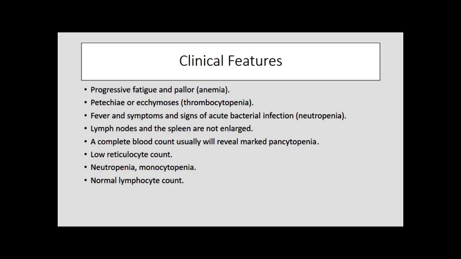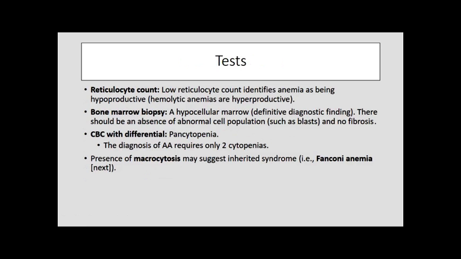If you make a CBC, normally you're going to find at least 2 cytopenias, but you can find pancytopenia. Remember, the lymphocytes are going to remain normal. Okay, so low reticulocyte count. You're going to find neutropenia, monocytopenia, and a low number of red blood cells and platelets. So you do these tests, okay?